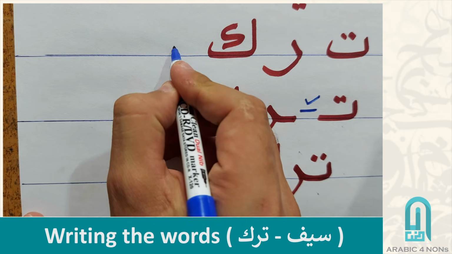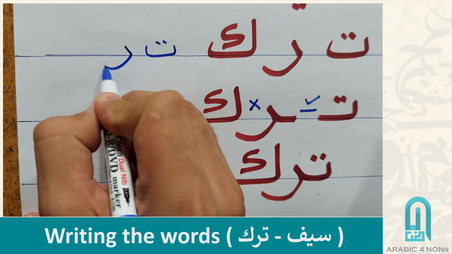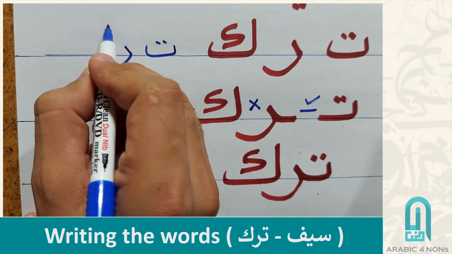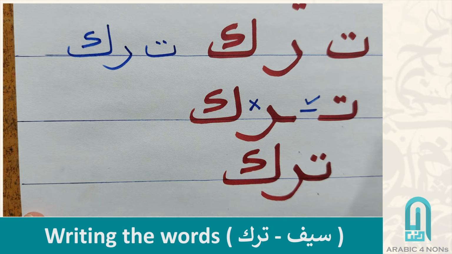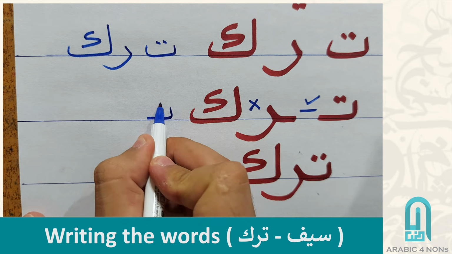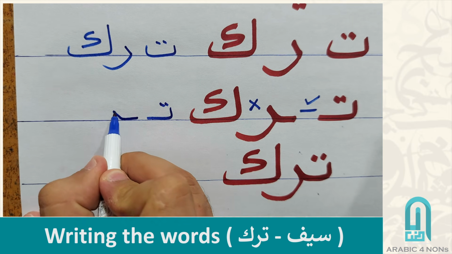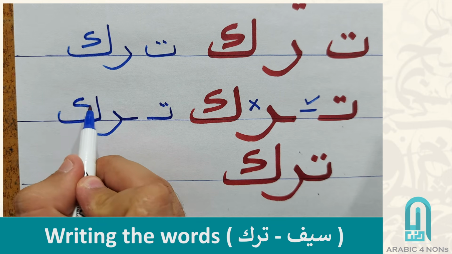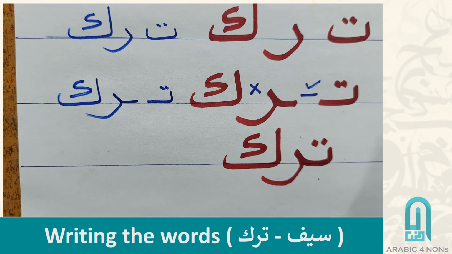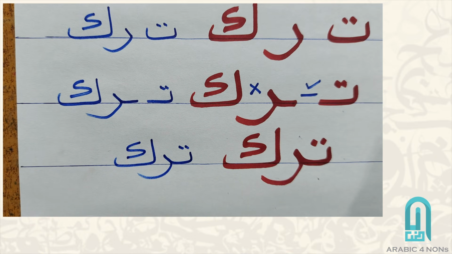I would like to practice it one more time. The first one, te, like this. The second letter, ra. And the third one, ke, right? Let's shape them. The first one, we stretch a line like this. The second one, a line to the right only. And the third one remains the same. Now, all together. Te, ra, ke. And that's all.